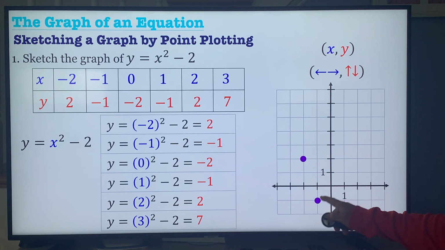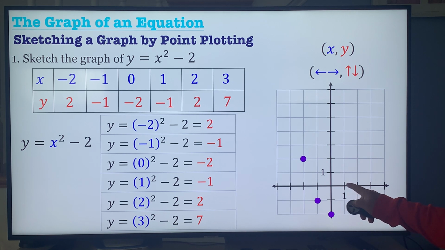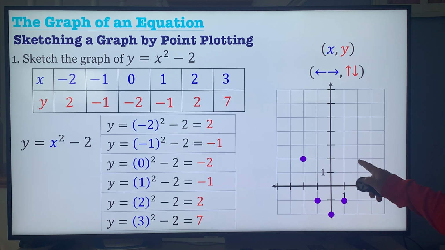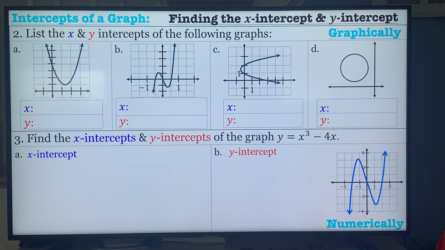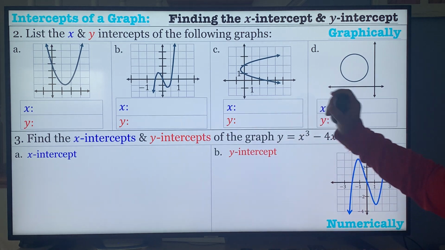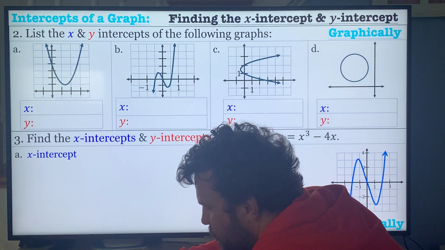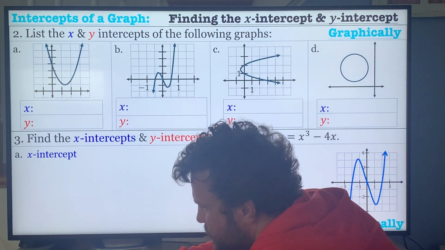-1, -1. 0, -2. 1, -1. 2 over, 2 up. 3 over, 7 up. And your graph is a parabola. Okay? That's it. Anytime you have a squared value, that becomes a parabola. Got it? Easy, right? This is not how easy class is going to be, but nice way to warm up the year. So now what I want you guys to do is look at problems A, B, C, and D, and list the x and y intercepts of those problems.